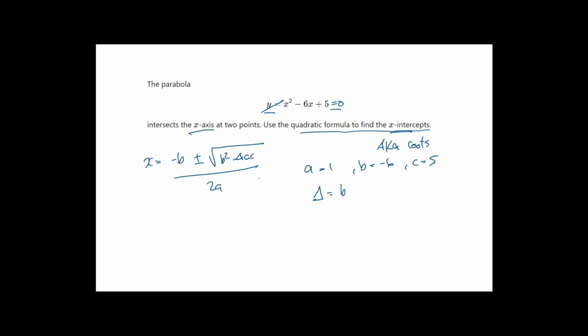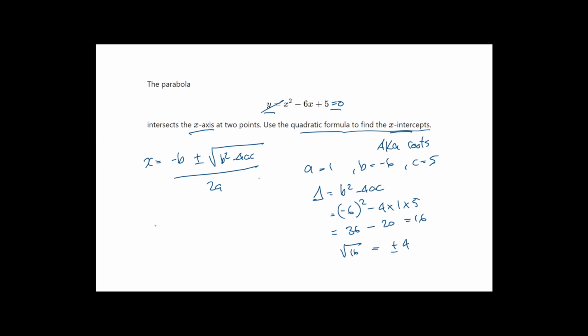So this is b squared minus 4ac. So this is going to be minus 6 squared minus 4 times 1 times 5. Minus 6 squared is 36, minus 4 times 1 times 5 is 20, so that's going to be 16. So therefore the square root of 16 is plus or minus 4. And now we start to see how this is so useful.